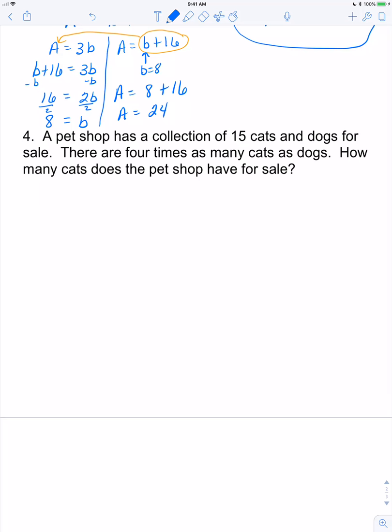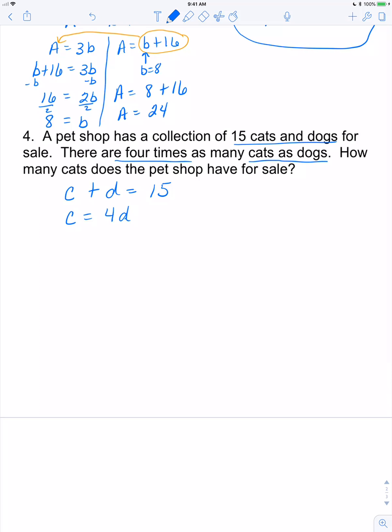Okay, for the last example, we have a pet shop has a collection of 15 cats and dogs. Looking at our other equations, we've got cats plus dogs is equal to 15. There are 4 times as many cats as dogs. So that means we have a lot more cats. So cats is 4 times the dogs. How many cats does the pet shop have for sale?